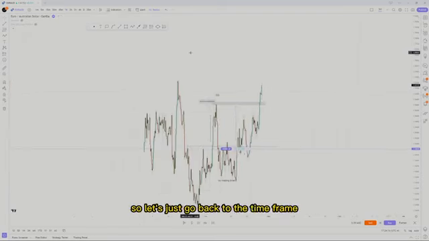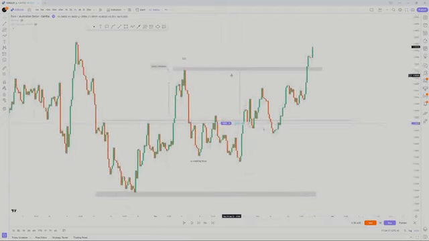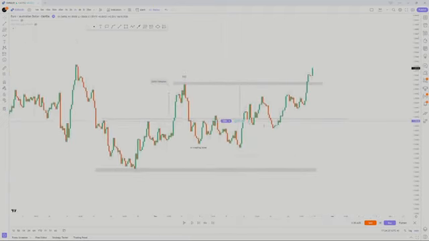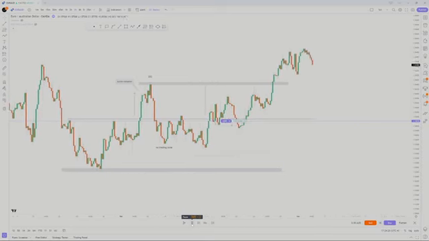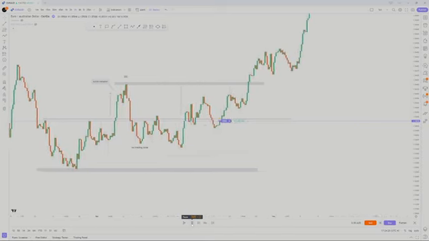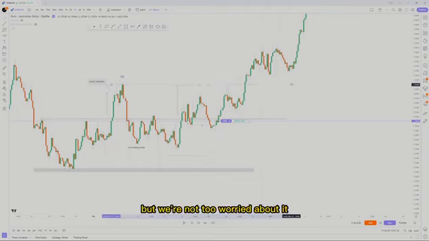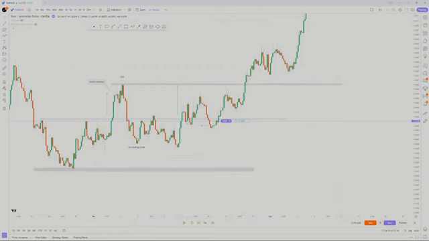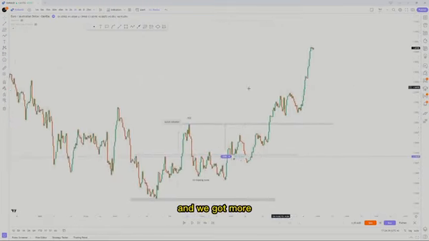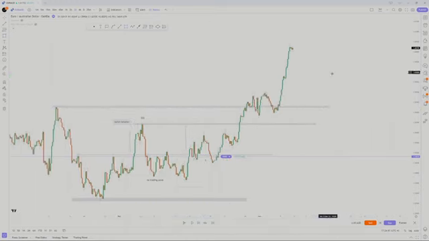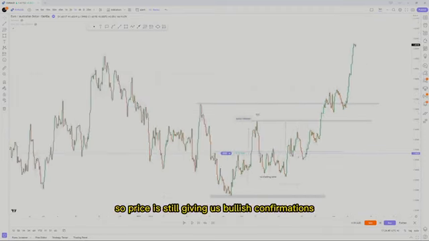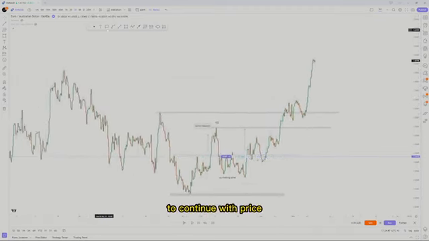So let's just go back to the time frame we was on to keep everything simple. And we're going to see price continue higher. We got that indication. Let's see if we can get a correction. Price does a slight correction, but we're not too worried about it because we're already in the trade. And we got more buying pressure back above this level as well. So price is still giving us bullish confirmations to continue with price.